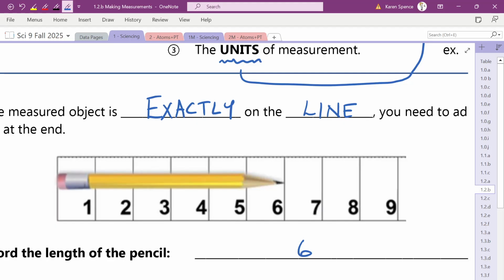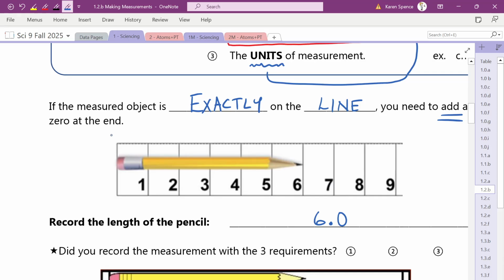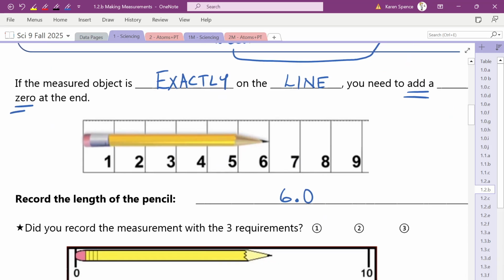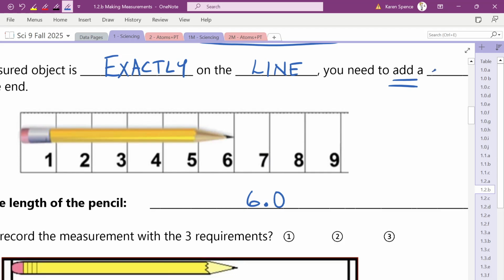So how am I going to get an estimated digit here? What could I do? I could add a 0. So I could put a 0.0 at the end. So I'm going to add a 0 to the end. So if you're exactly on the line, you need to add an extra 0.